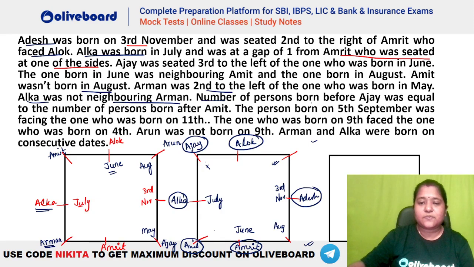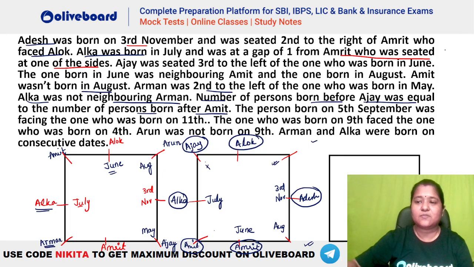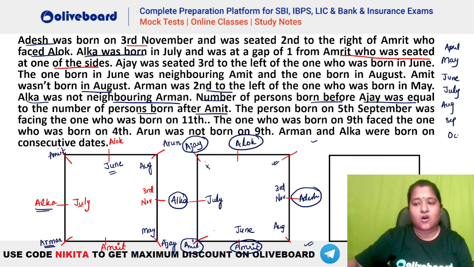Then we have the number of persons born before Ajay was equal to the number of persons born after Amit. Now the months you can see here were starting from April onwards. That is April, May, June, July, August, September, October and November. These are the months here. So you can see the number of persons born before Ajay is equal to that after Amit.